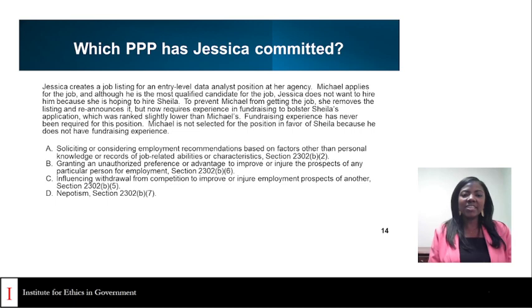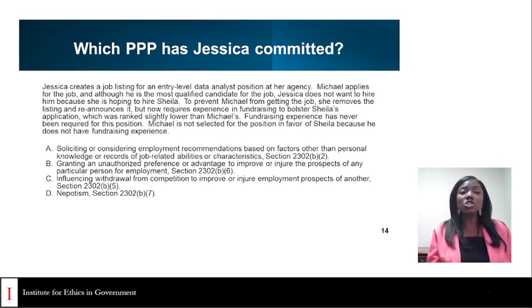So what is Jessica doing? She is granting an authorized preference or advantage to improve the employment prospects of Sheila. So there's a B6 violation here. What does Jessica do? She removes the listing, and she reannounces it because she's trying to block Michael. And now she requires experience in fundraising to help Sheila's application, which was ranked slightly lower than Michael's. So there is that preference being provided to Sheila that she's not entitled to by law, rule, or regulation.